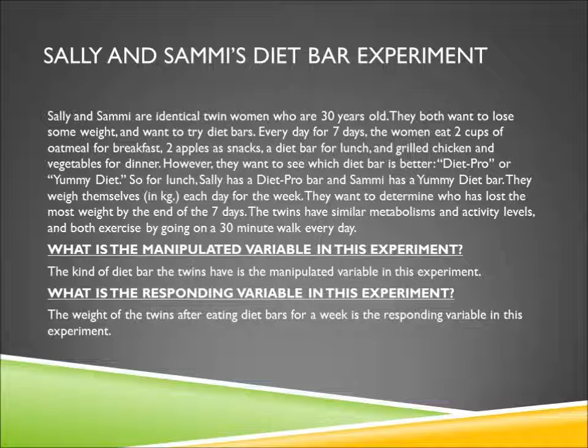So, 2 questions. What is the manipulated variable in this experiment? The kind of diet bar the twins have is the manipulated variable in this experiment. What is the responding variable in this experiment? The responding variable is the weight of the twins after eating diet bars for a week.